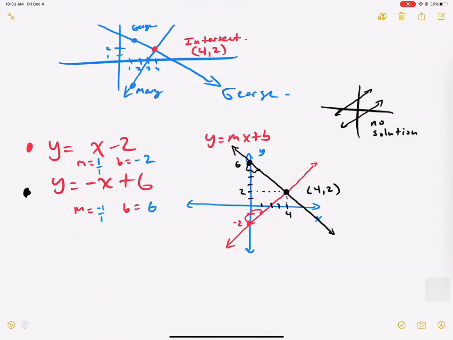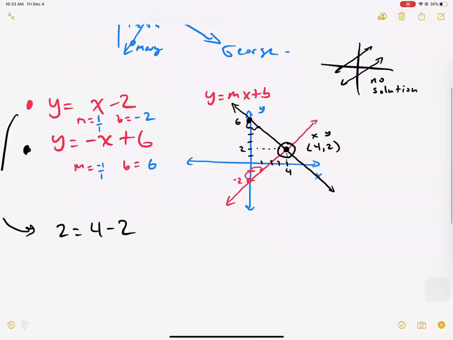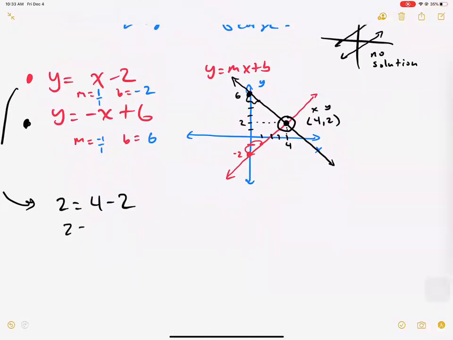So what does 4, 2 mean? It says this is the answer that would be true for both equations. So let's test those equations. For my first equation, if y is 4 and x is 2, I messed up. So x is 4, y is 2. I flipped that around. 2 is equal to 4 minus 2. Is this a true statement? 4 minus 2 is 2, and 2 is equal to 2. Yes, 4, 2 is a point on line 1.